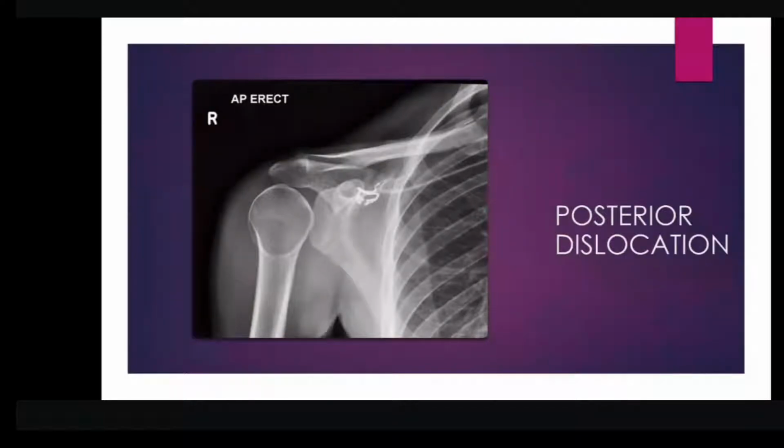Dugas sign is basically nothing but one is able to move his hand to his opposite shoulder. Then it will be Dugas sign negative. If he cannot do, then Dugas sign positive.